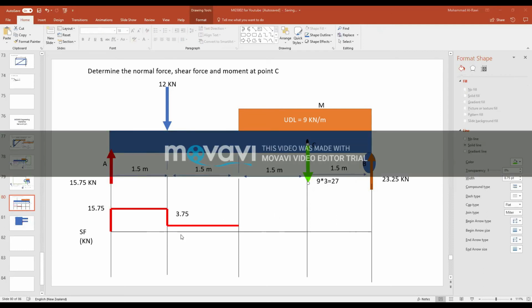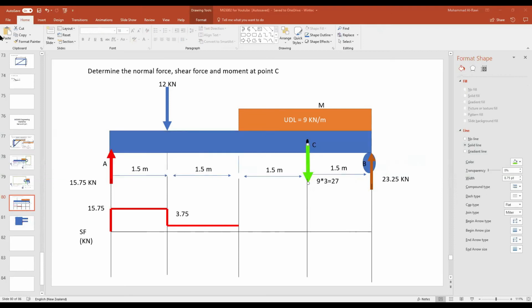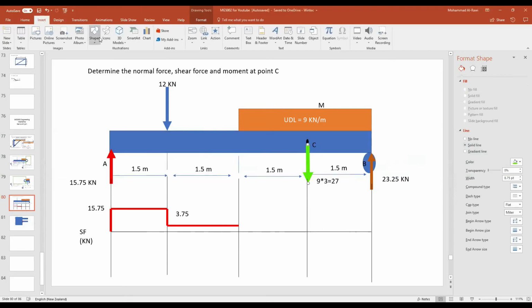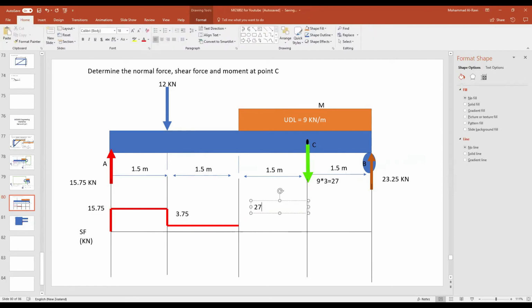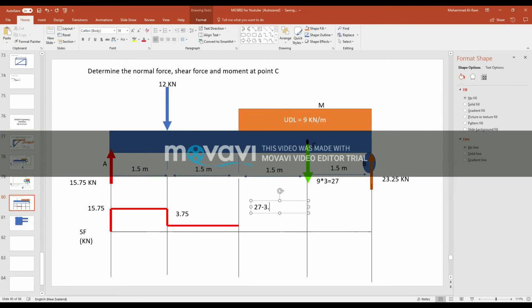What do you have? Look carefully here, guys. You have 3.75 minus 27. What's the remaining of that, please? So I'll write it down so you can give me the answer to help me. This will be 27, it's from the UDL, minus 3.75, which is equal to minus 23.25. Thanks a lot.